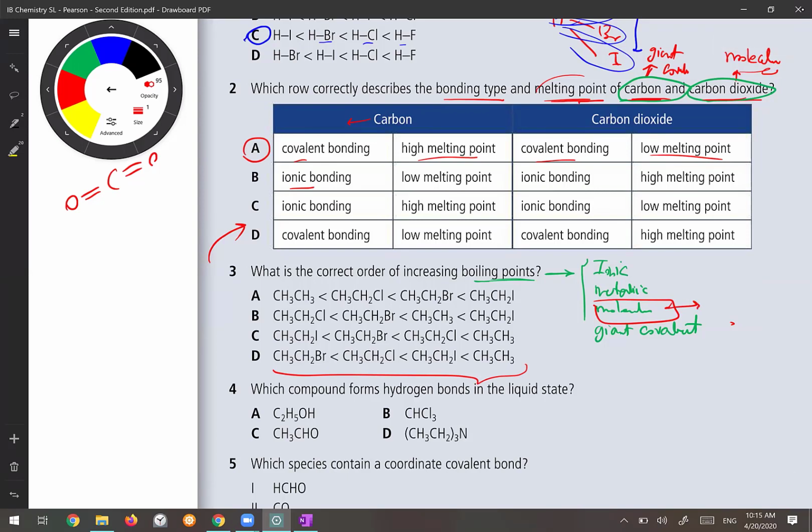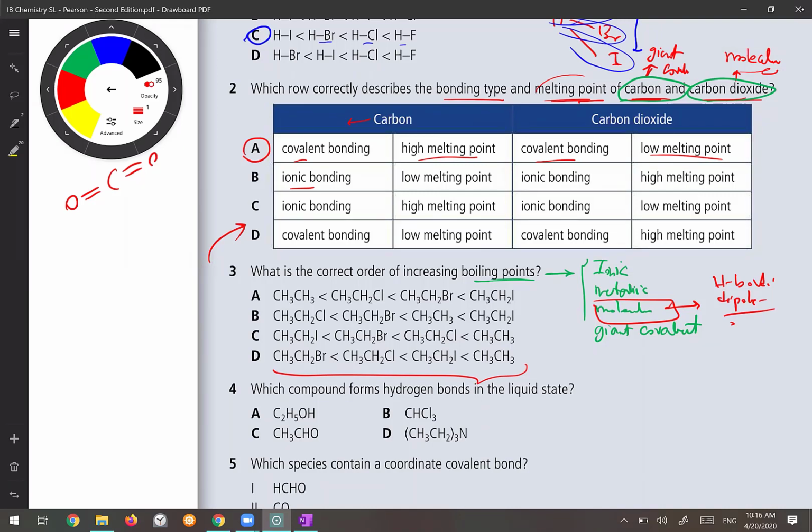In this case, you must look at the attractions which are available between the base units of that type of compound. So in the molecular compound, for example, you have hydrogen bonding, you have dipole-dipole attraction, and you have London dispersion forces, and so on. So these are the main types of attractions which you have here.